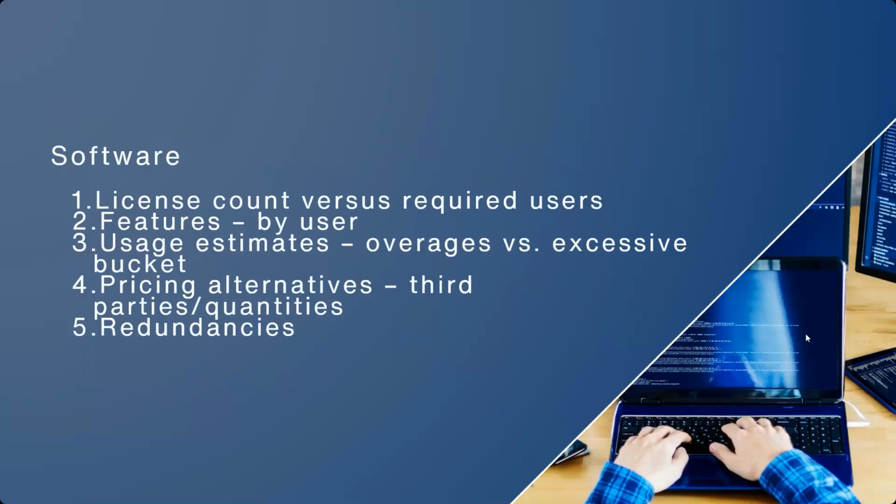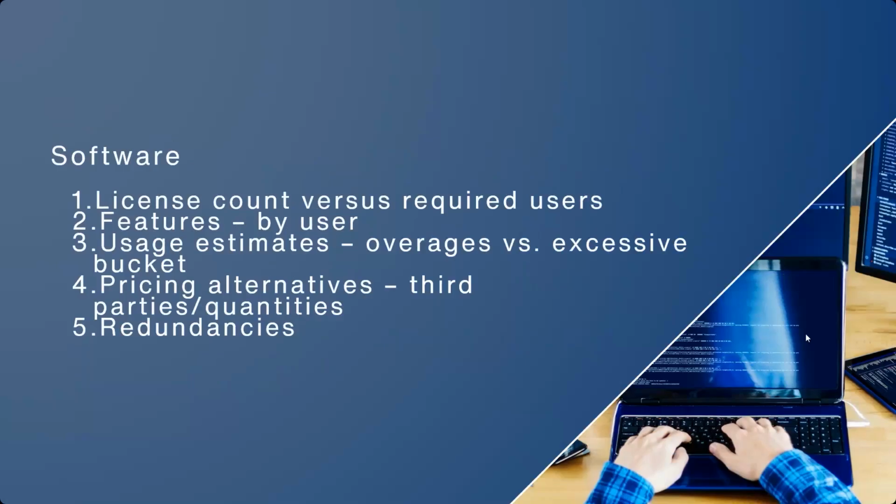So are you estimating too much and paying for too big a bucket, or did you estimate too little, or too small, and now you're going to pay overages when you go over that? These are all things you need to consider when you're looking at SaaS, software as a service. And then there are pricing alternatives out there too through third parties rather than buying directly from Google or Microsoft or whoever it might be.